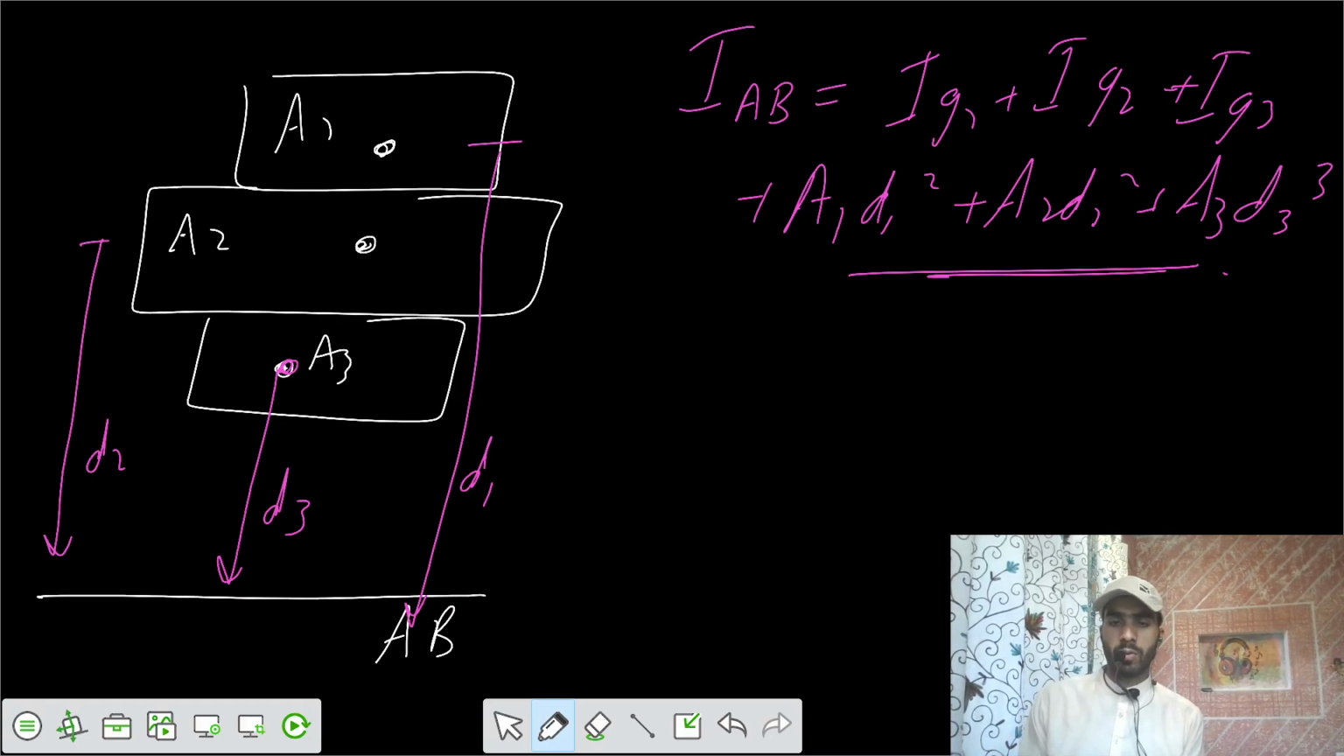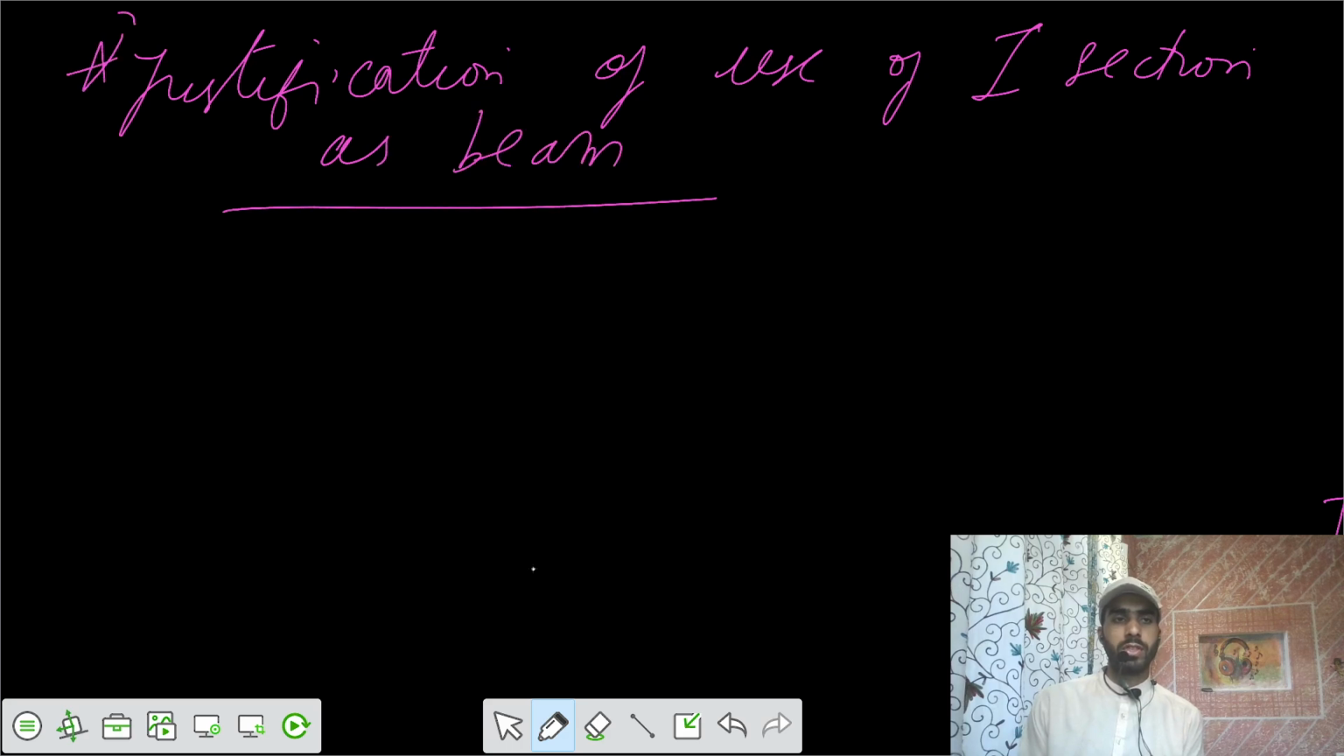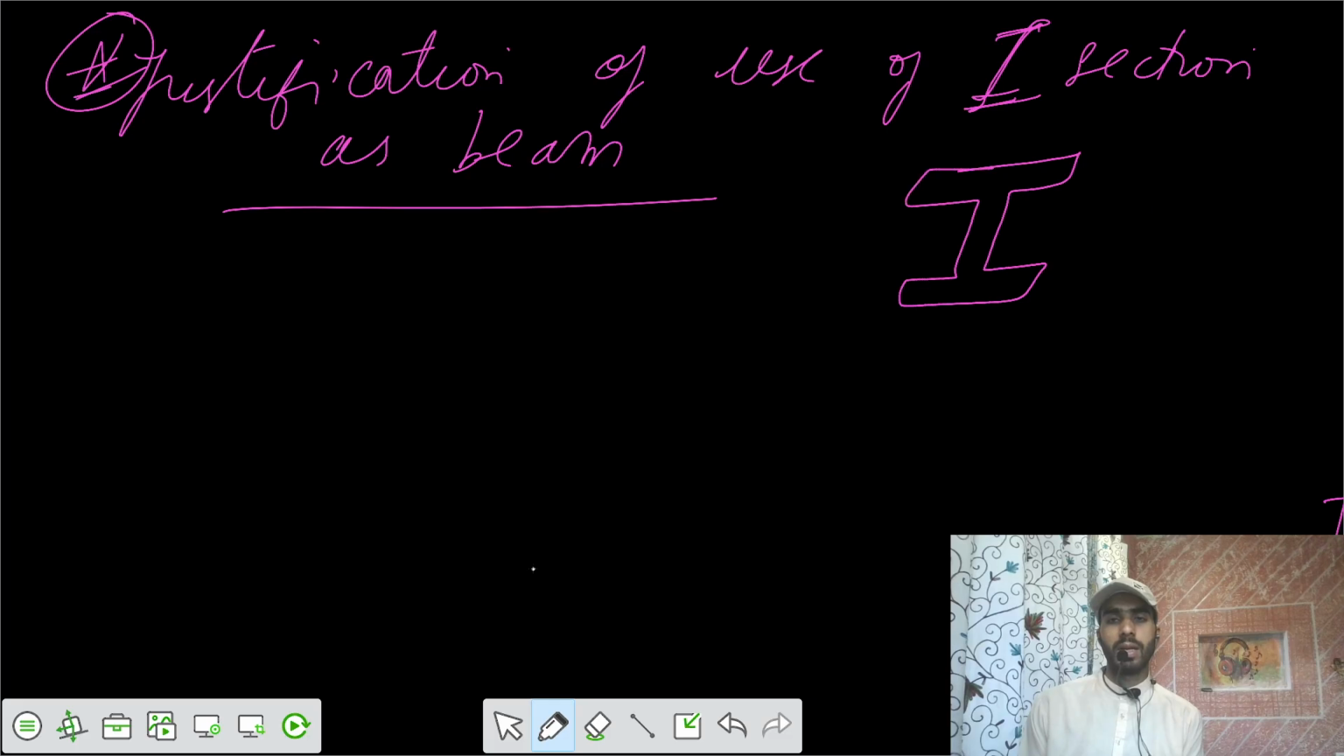So we write one more statement that we call the justification of use of I section as a beam. We prefer a beam which has the shape of I. We prefer this section in place of a rectangular section for a beam. We want to say why we prefer this one.